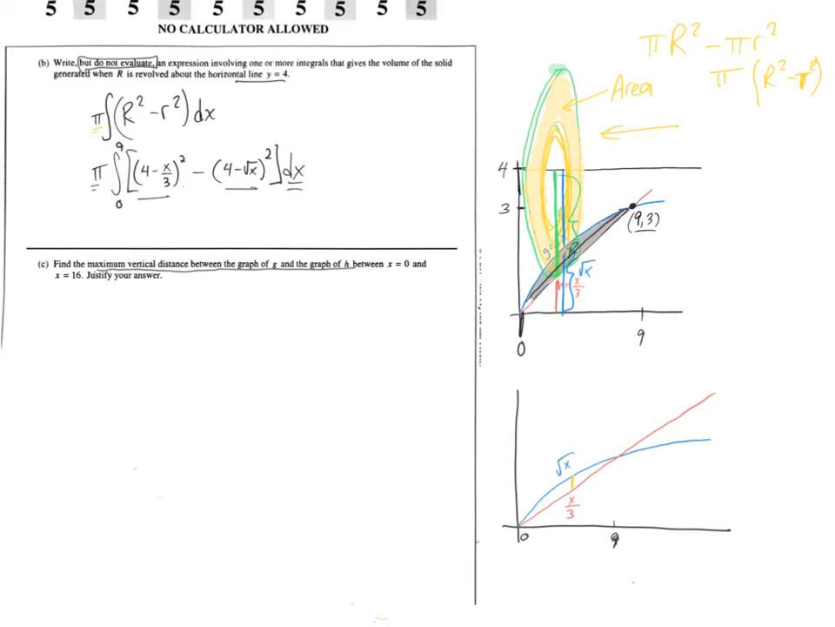Where is that distance going to be the biggest? So you might think, oh, maybe it's there, or maybe it's here. Then you realize it says 0 to 16. Well, I think this distance is going to get bigger and bigger the further out you go. This linear function is going to keep growing, and the square root function is going to grow, but much more slowly. So the answer might well be way out at 16, but we're going to let the calculus show that.